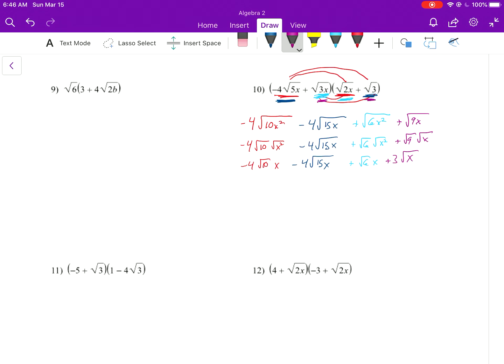And looking through here, we don't have any like terms. No like terms, so we're going to go ahead and leave it as is.